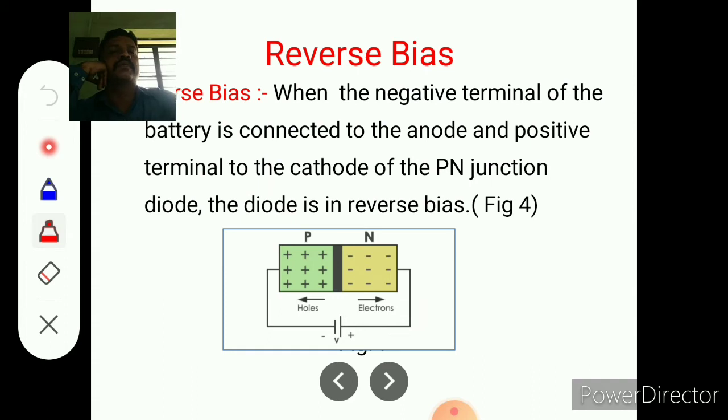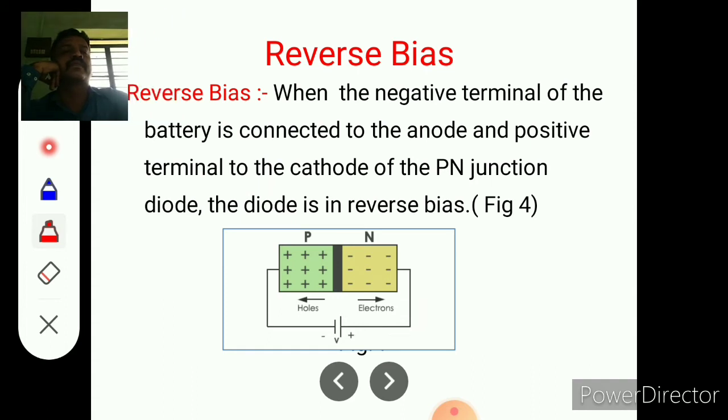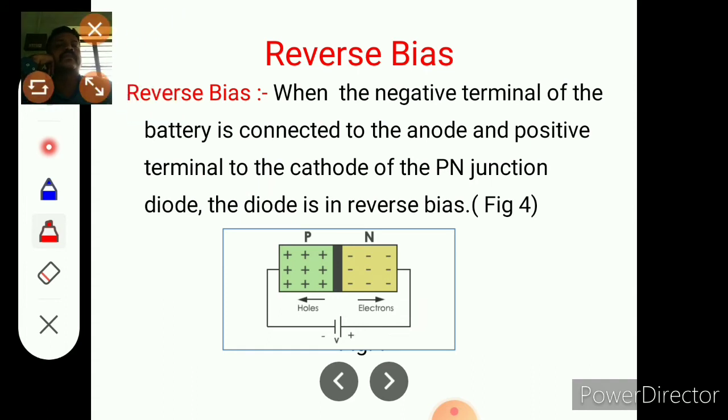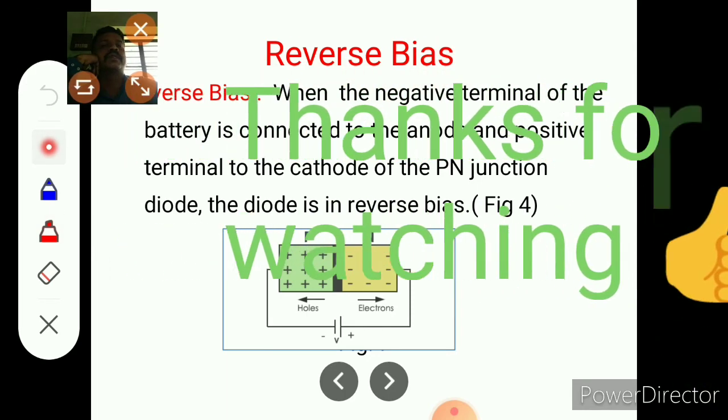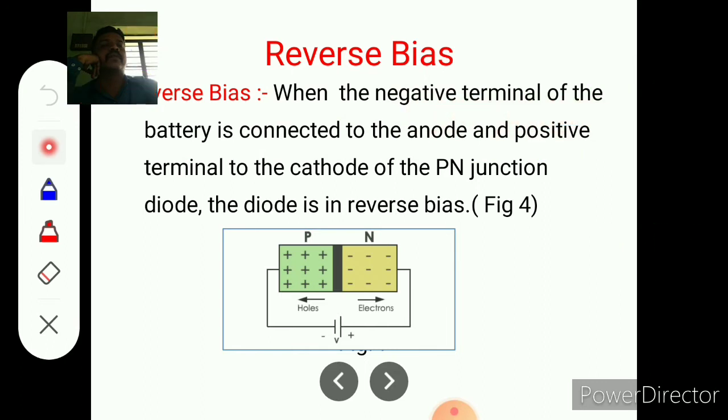Reverse bias. When the negative terminal of the battery is connected to the anode and the positive terminal to the cathode, the PN junction diode is in reverse bias.